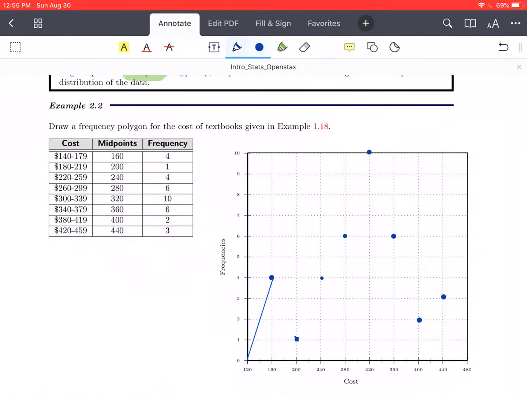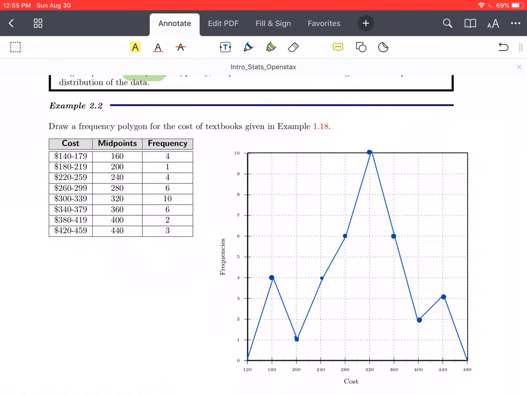So there's a point right there. So we've got that, that, and finish this off, bring it back down to 0. Alright, and there is our frequency polygon.